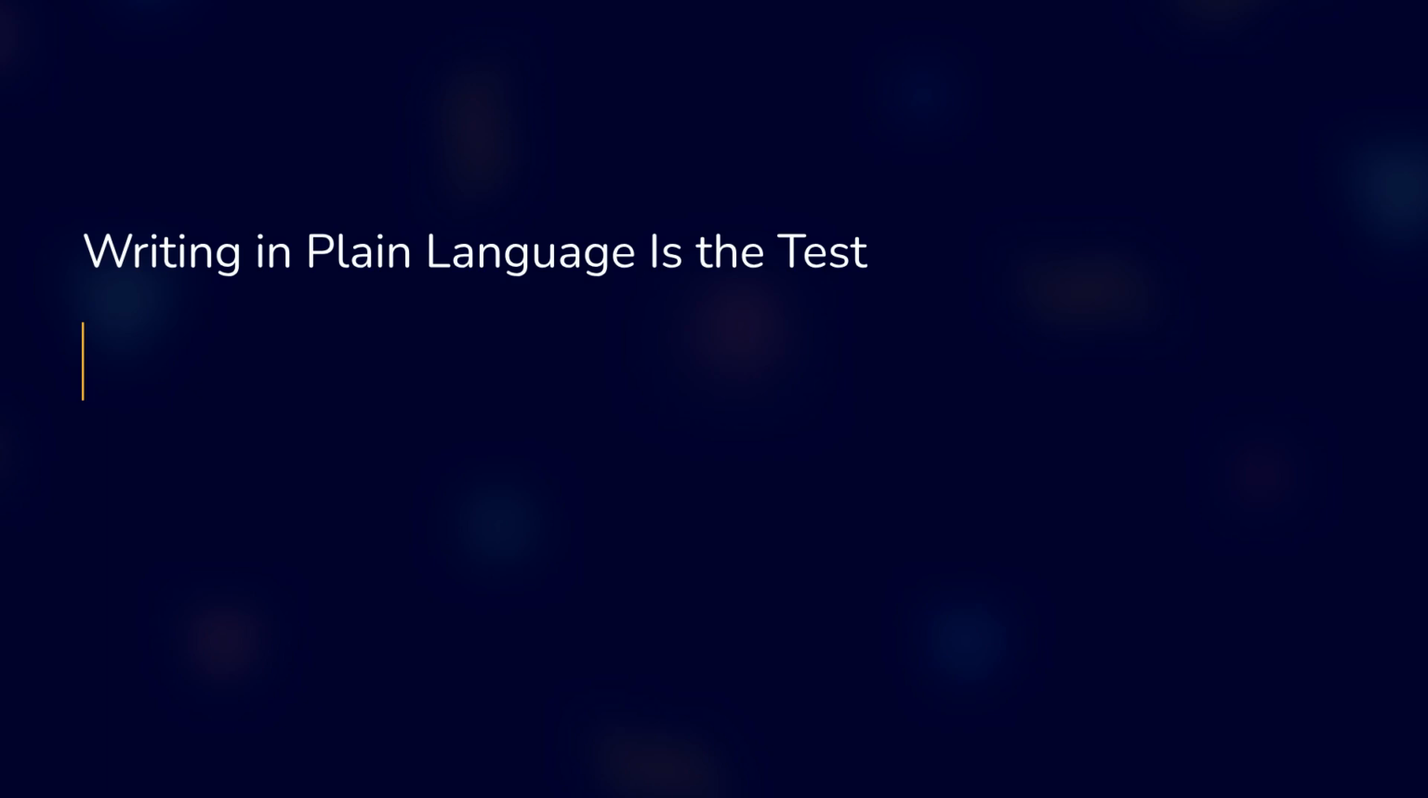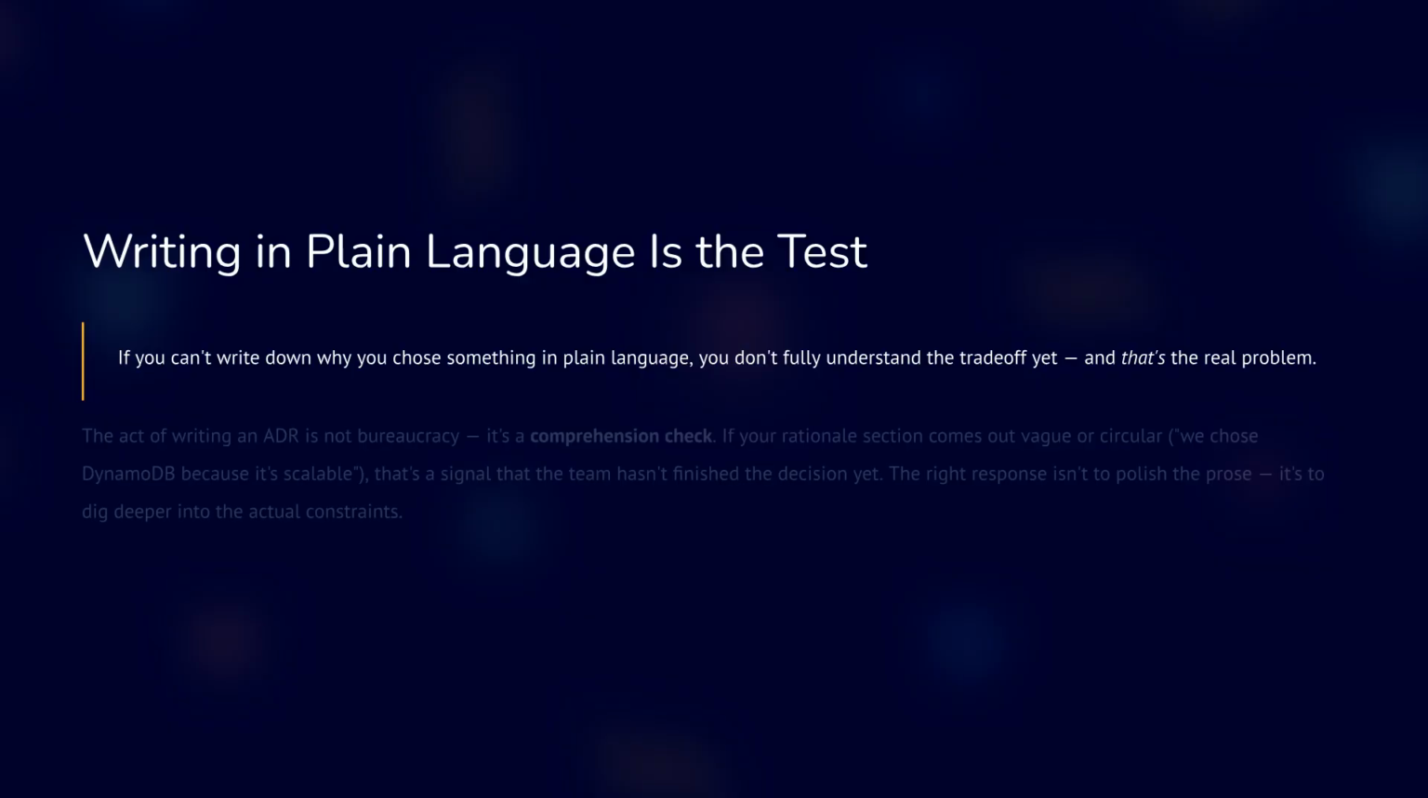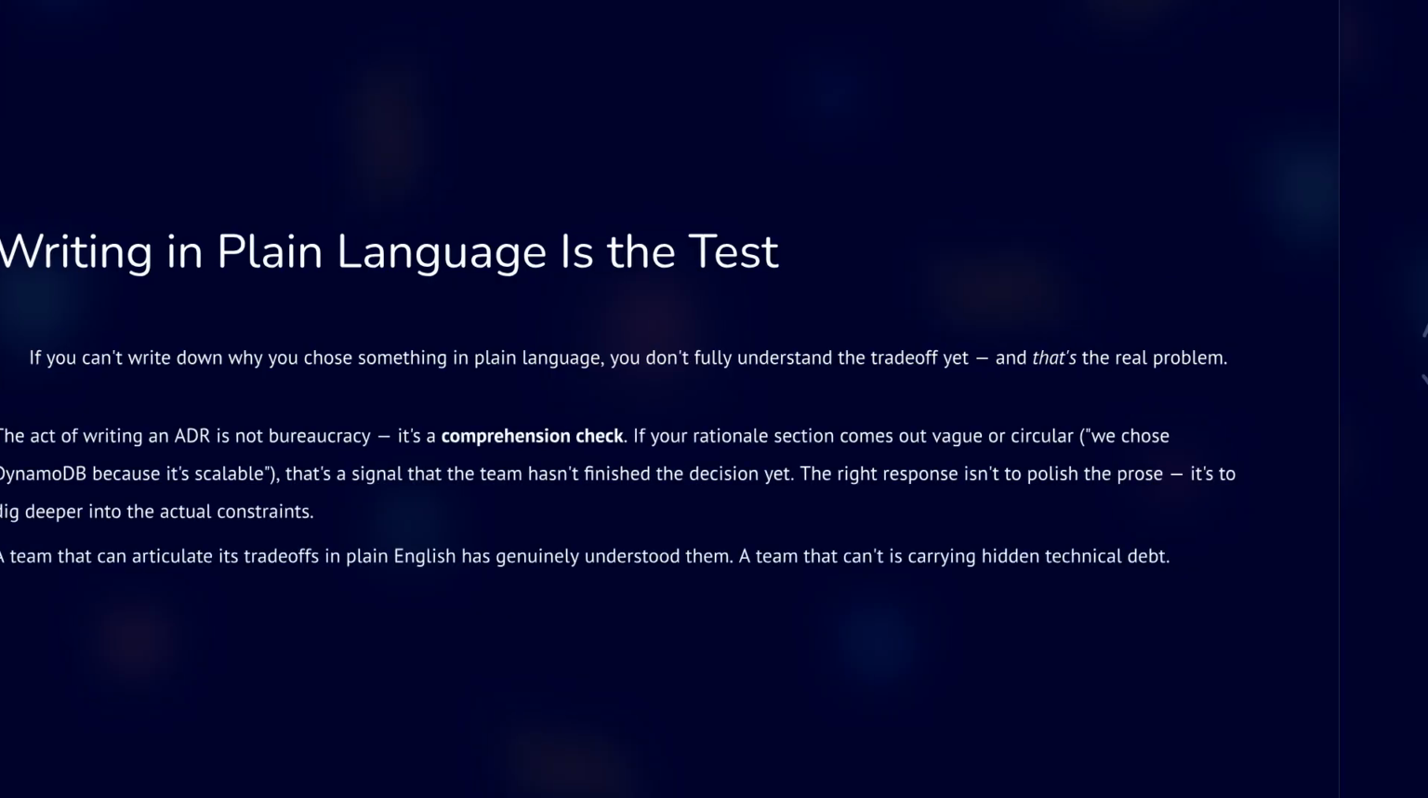Writing in plain language is the test of comprehension. If you can't articulate a trade-off simply, you don't fully understand it yet. A vague rationale, like "we chose it because it's scalable," signals the team hasn't finished the decision. Dig deeper into the actual constraints.